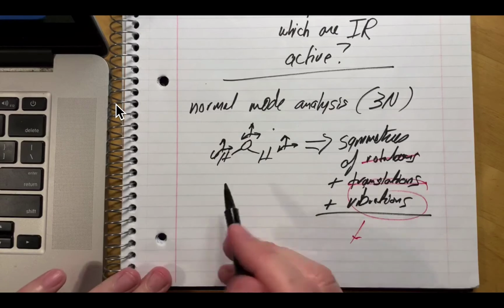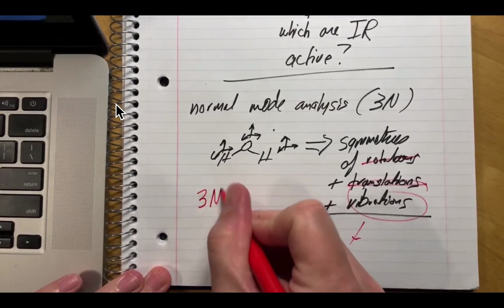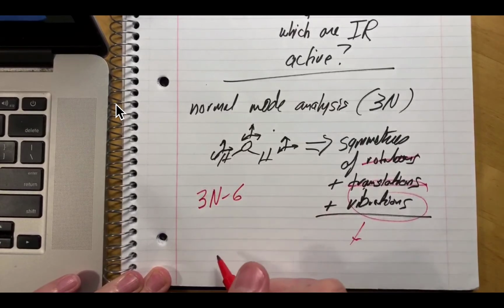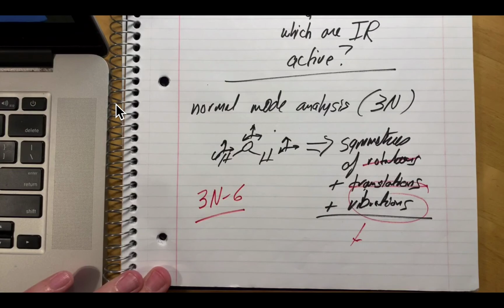Okay, so for any of these molecules that we do, all 3n-6 vibrations are occurring. However, when we do this analysis, some of these vibrations will be invisible to infrared spectroscopy.